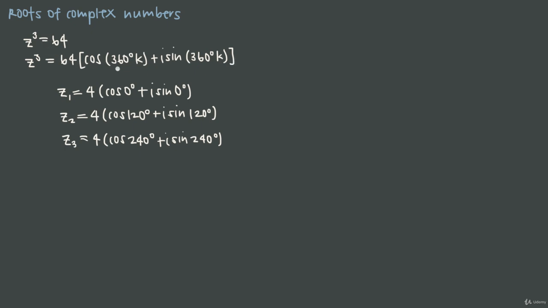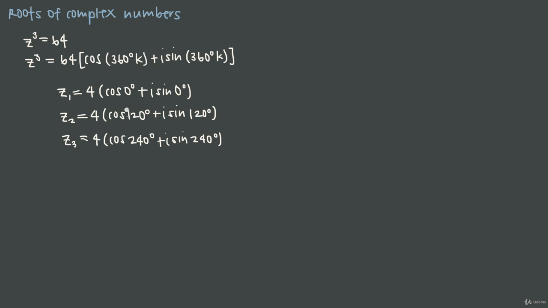So this 64 times the quantity cosine 360 degrees k plus i sine of 360 degrees k, this whole expression on the right-hand side is the same thing, it has the exact same value as 64. It's just written in polar form. So these 2 equations are actually equivalent. When we solved for the values of z that make this equation true, these were the values that we found, and we left these complex numbers in polar form.